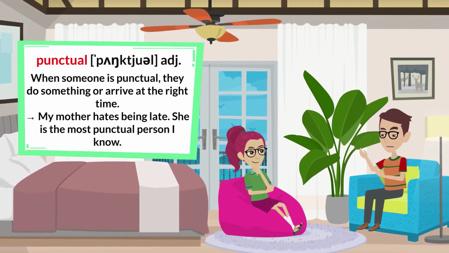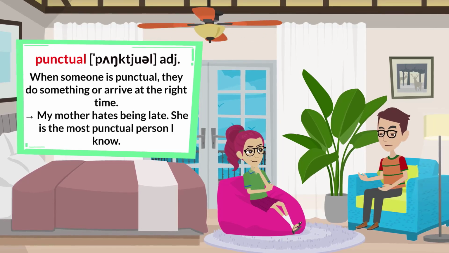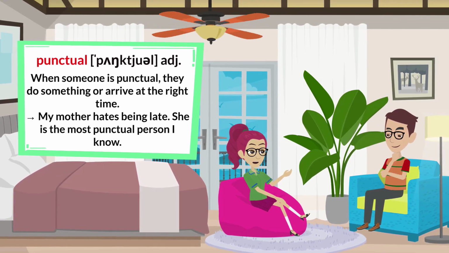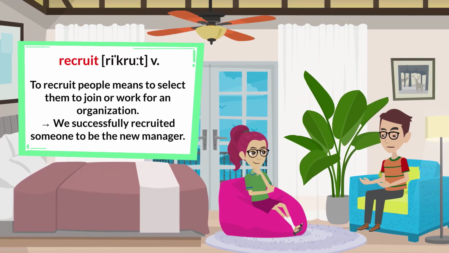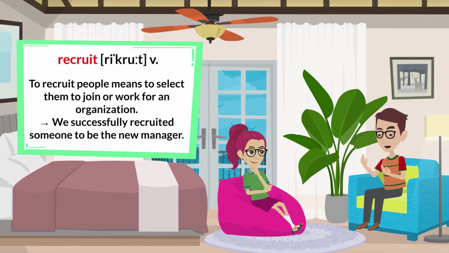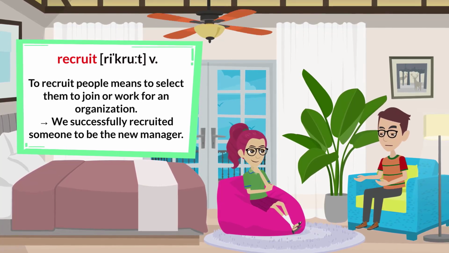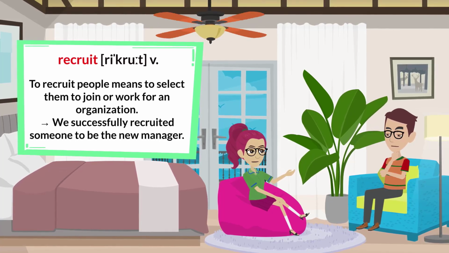Punctual. When someone is punctual, they do something or arrive at the right time. My mother hates being late. She is the most punctual person I know. Recruit. To recruit people means to select them to join or work for an organization. We successfully recruited someone to be the new manager.